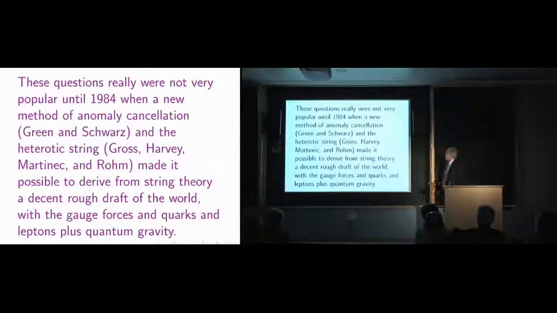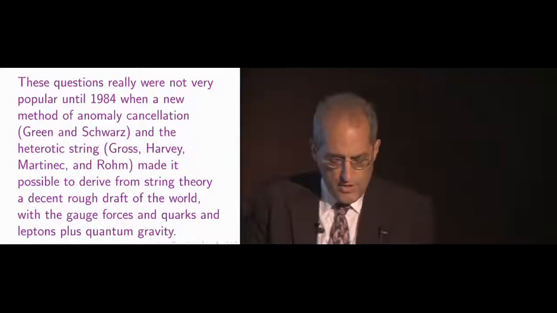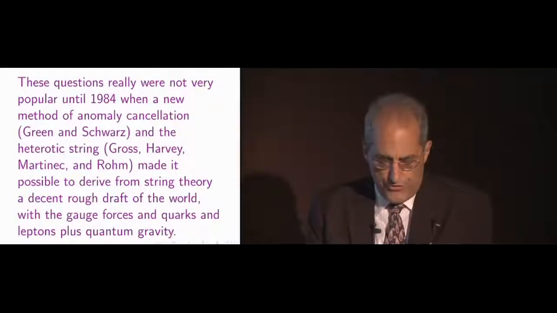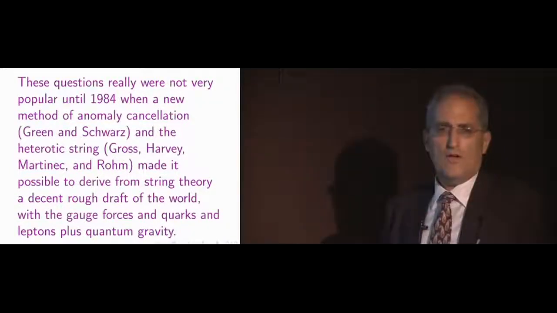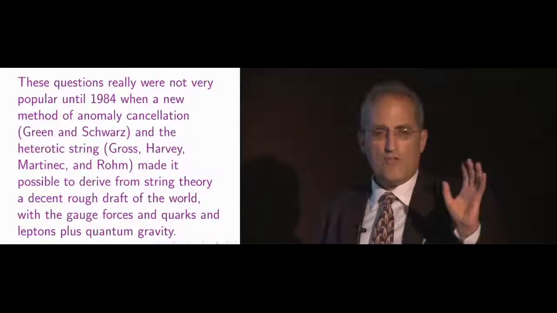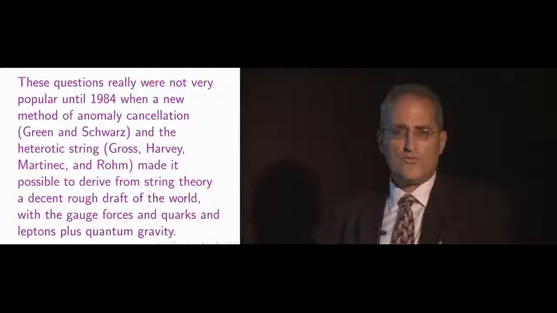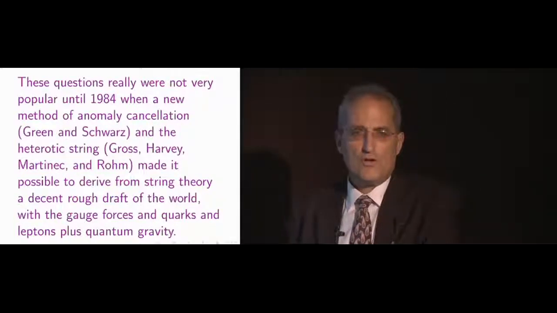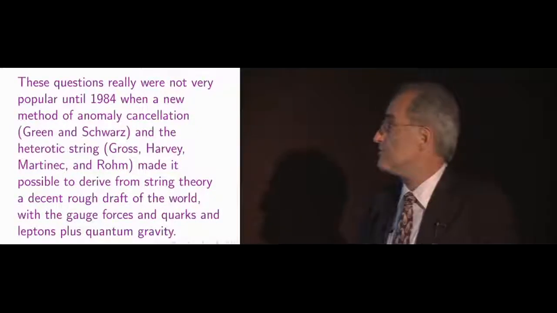Until 1984, when a new method of anomaly cancellation found by Green and Schwartz, and a new form of string theory found by Gross, Harvey, Martinec, and Rohm, made it possible to derive from string theory a decent rough draft of the real world, with the gauge forces and the quarks and leptons plus quantum gravity. So before 1984, the question existed. There was this new kind of theory based on a new kind of geometry we didn't understand. It made quantum gravity inevitable rather than impossible. It forced us to unify quantum gravity with the other forces, but the details of the elementary particles looked wrong. Most strikingly, there was a problem in incorporating the parity violation that's seen in weak interactions.